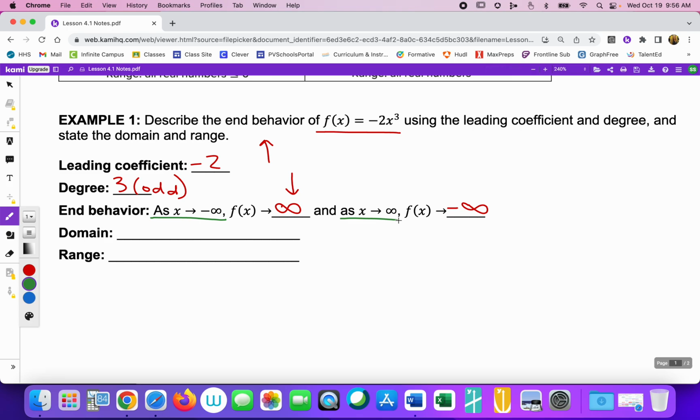What's the domain? All real numbers. Now that's no matter what. Okay. What's the range? If it's an odd degree, it's all real numbers automatically. If it's even, depending on if it's positive or negative, it'll be all values greater than or equal to 0 or less than or equal to 0, because you'll only have a single term.